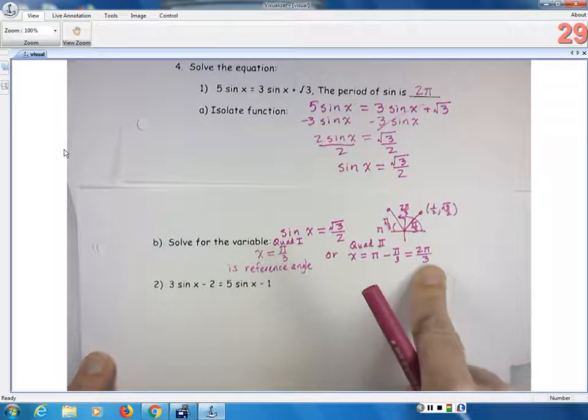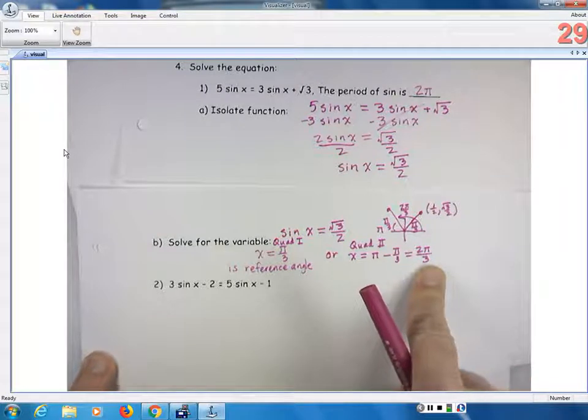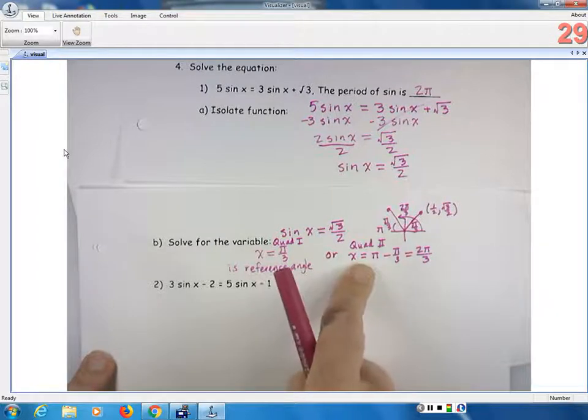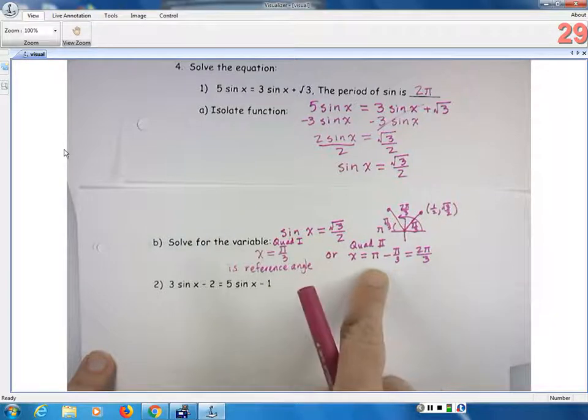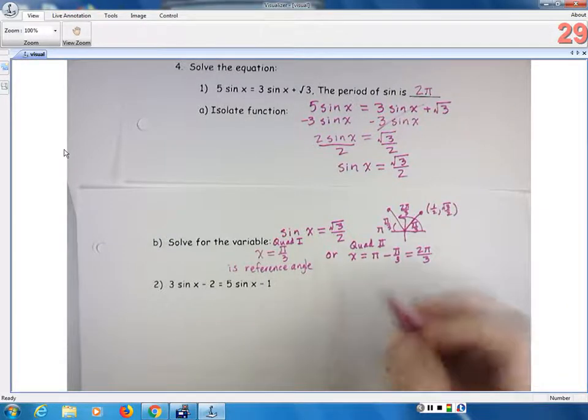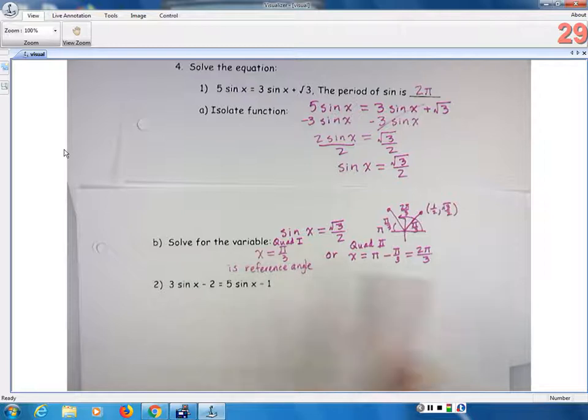But will that always work? Can we always use our unit circle to find that, or will we have to use the reference angle? You're going to have to use your reference angles sometimes too. It's going to be important that you understand the reference angle. So we have two answers between 0 and 2 pi.